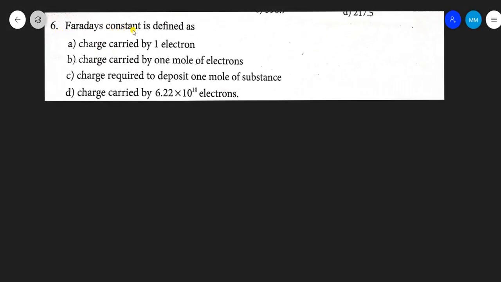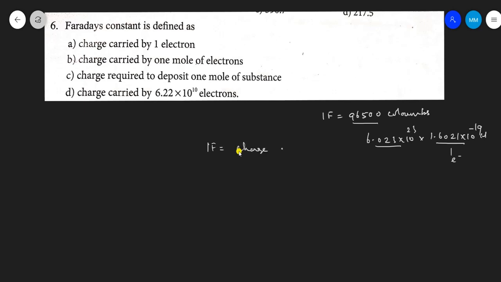Question number 6. The Faraday's constant is defined as 1 Faraday is obtained by 96,500 coulombs. This constant is obtained by the multiplication of 6.023 into 10 power 23 into 1.6021 into 10 to the power of minus 19 coulomb. So this is the charge of the electron and this is the Avogadro number, that is 1 mole. By multiplying 1 mole of electrons by the charge of the electron, you get this value, that is 96,500 coulomb. The 1 Faraday is the constant value equal to the charge carried by 1 mole of electrons.